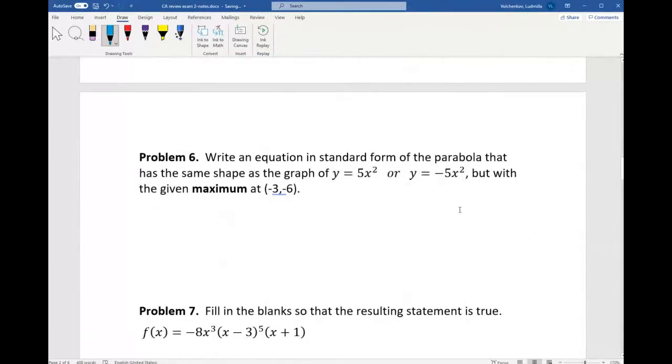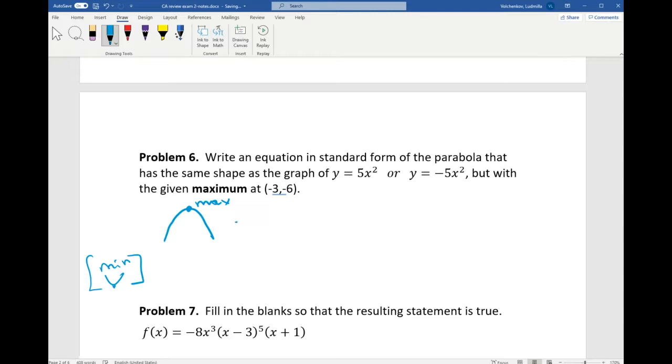Write an equation in standard form of the parabola that has the same shape as the graph of 5x squared or negative 5x squared, but with a given maximum. Okay. A parabola has a maximum. It means it looks like this. It must have a maximum. Some variants will have a minimum. So if you have a minimum, then it will be like this. So the parabola has a maximum.